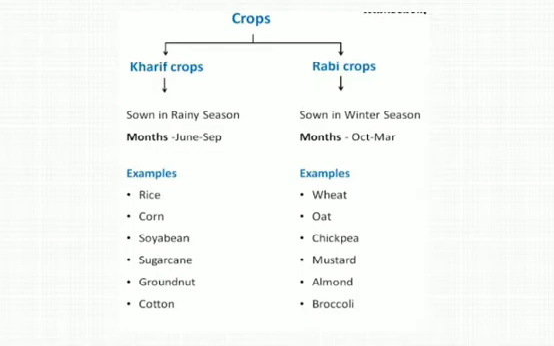Kharif crops are grown from month June to September. Examples are rice, corn, soya bean, sugarcane, groundnut and cotton. Rabi crops are grown from month October to March. Examples are wheat, oat, chickpea, mustard, almond, broccoli.